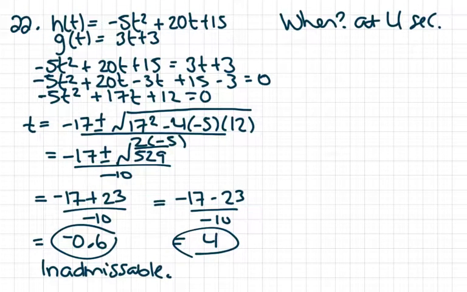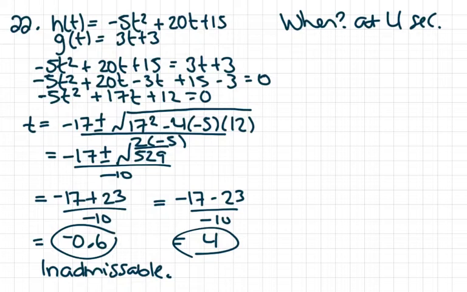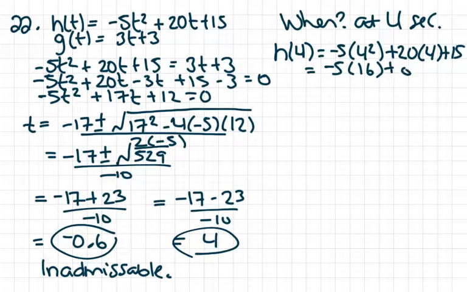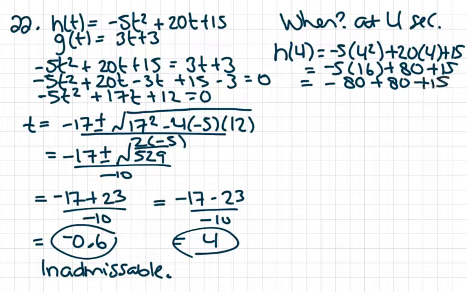And at what height will the baseball be? So I know that the time is 4 seconds. So I'm going to take that and plug it back into my height equation. So h of 4 equals negative 5 times 4 squared plus 20 times 4 plus 15, equals negative 5 times 16 plus 80 plus 15, equals negative 80 plus 80 plus 15, equals 0 plus 15, equals 15.